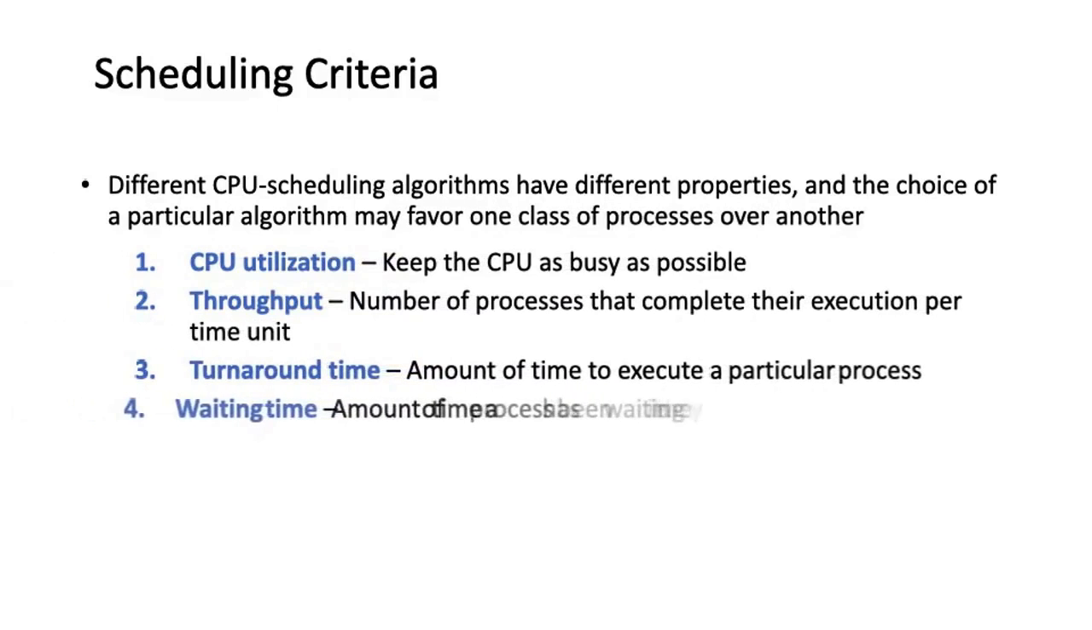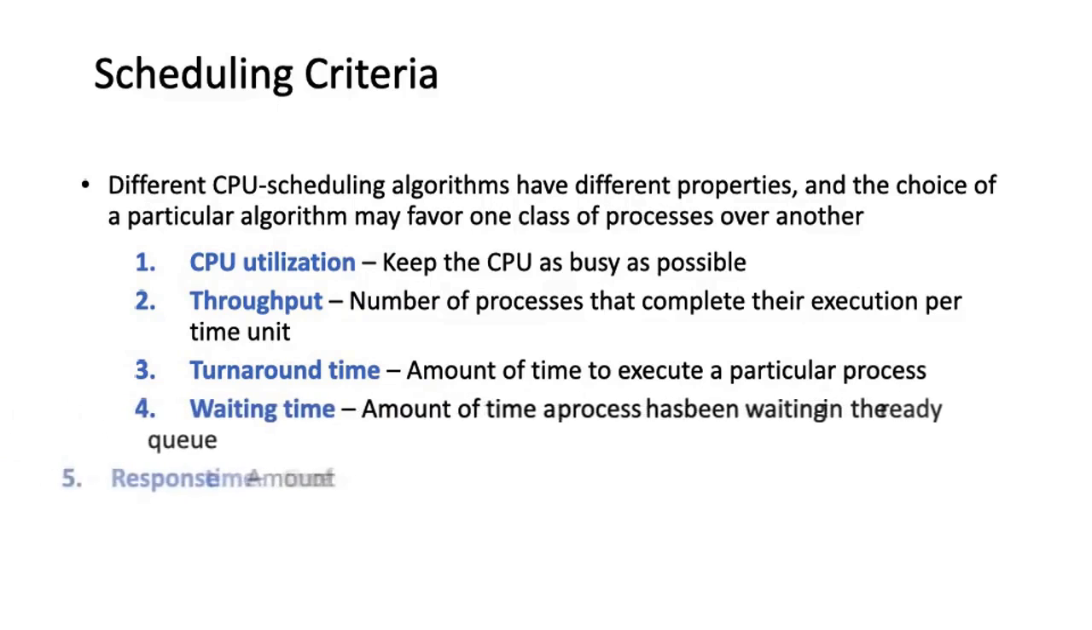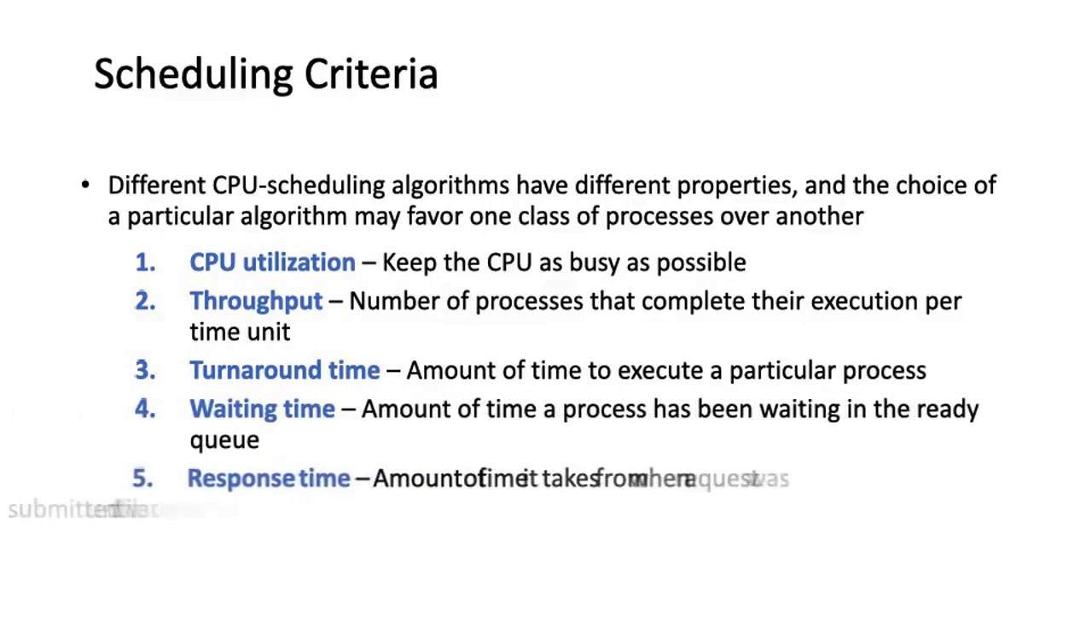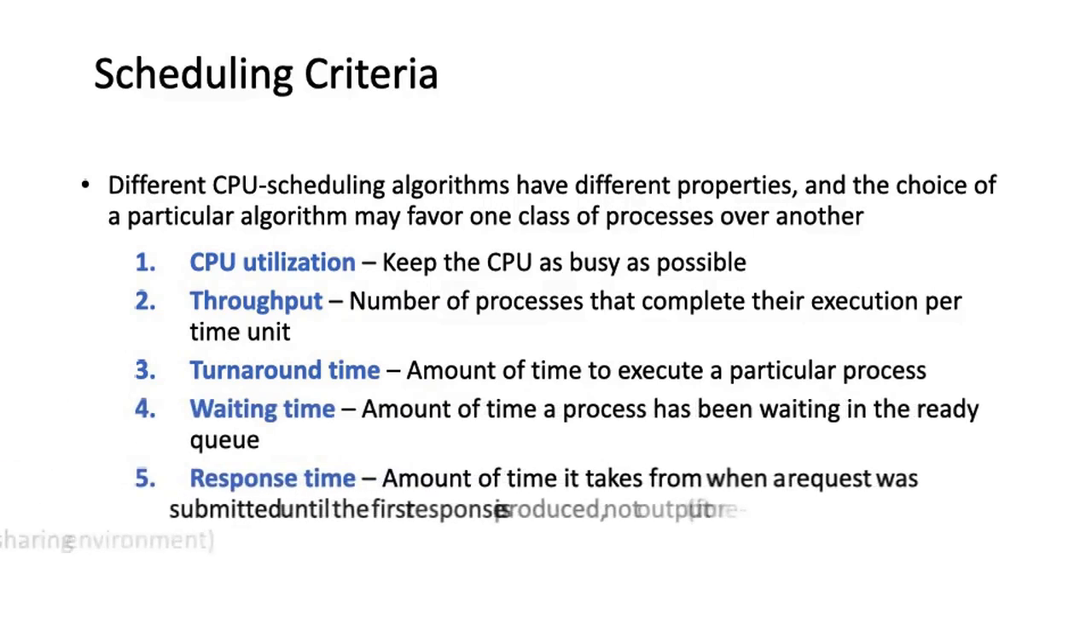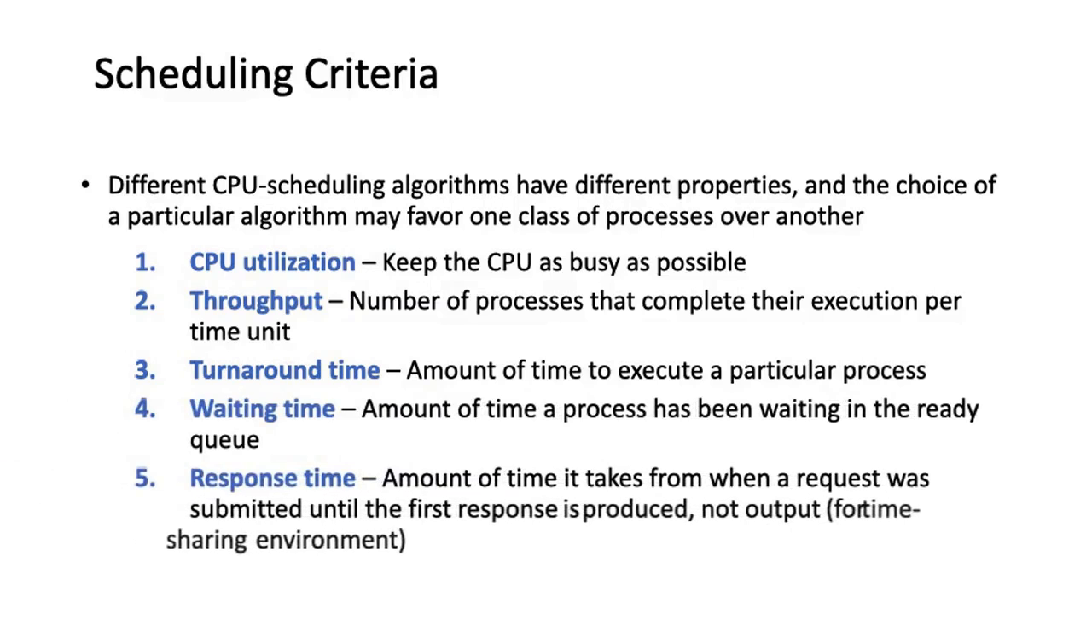Turnaround time is the amount of time that it takes to execute a particular process. Waiting time is the amount of time a process has been waiting in the ready queue. Finally, the response time is the amount of time it takes from when a request was submitted until the first response is produced, not output.